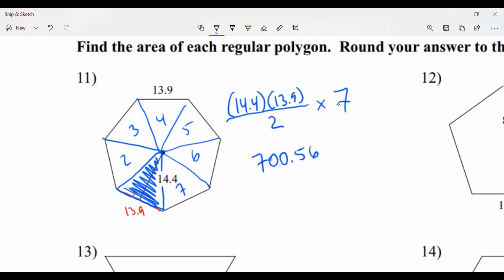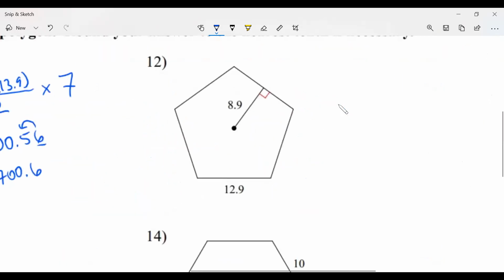But I have to round this to the nearest tenth. So the second decimal place, it is big enough, so it pushes this 5 over. So my answer will be 700.6. So using the apothem is not that bad. Let's take a look at number 12.